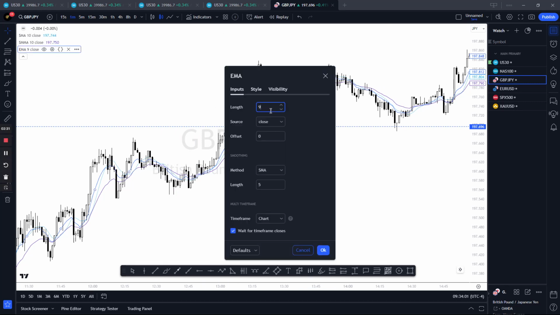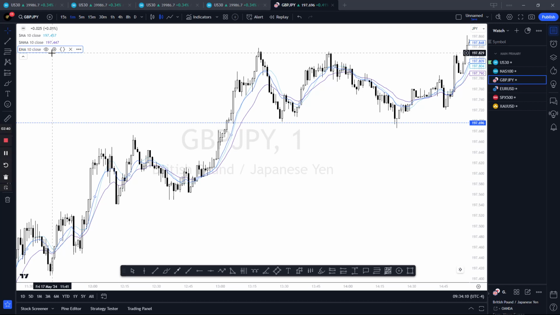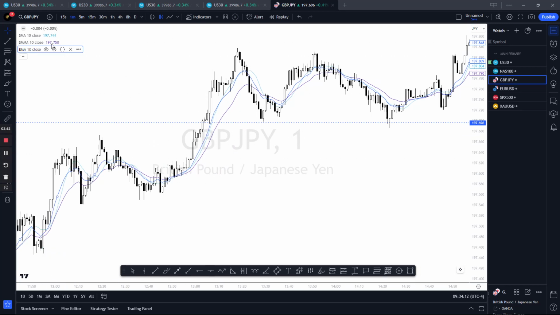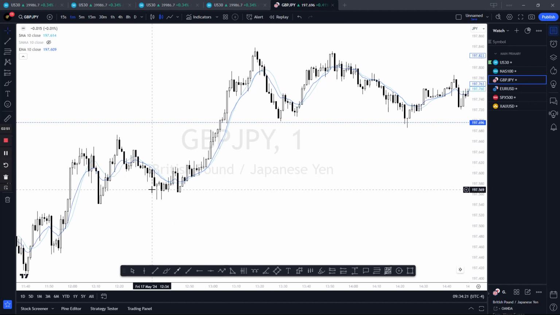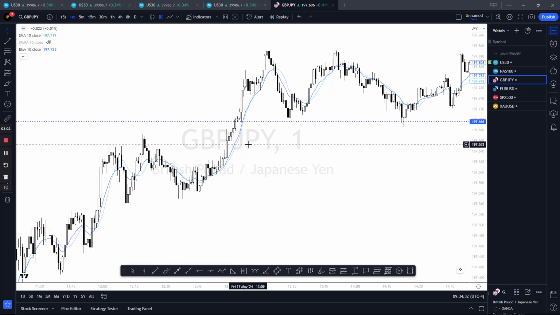Exponential, out of these three main types, is what people use the most of. It calculates the distance between price probably the best. You can see that between these three, simple and exponential moving averages actually calculate about the same, very close overall. But exponential in general is probably the best for following price movements the closest.